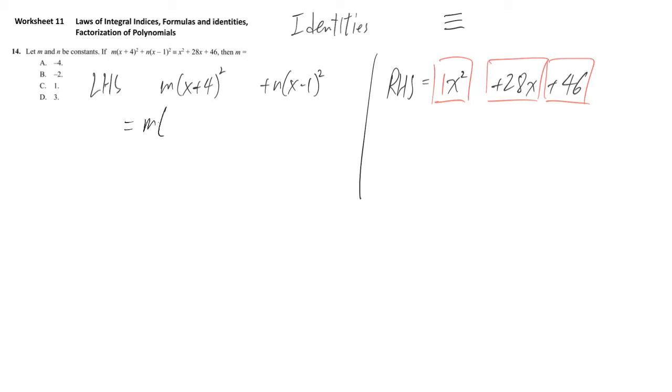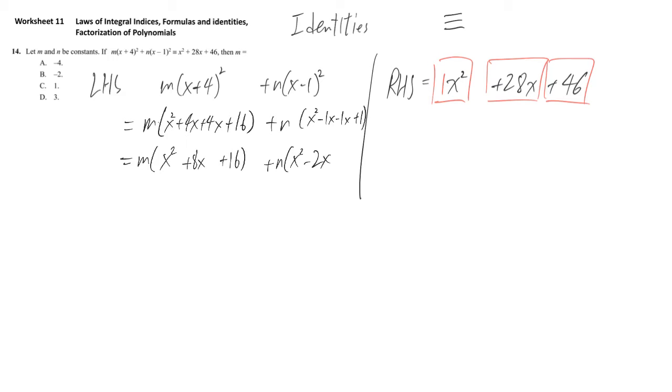Is equal to m times (x + 4)(x + 4), and then x plus 4, x plus 4 gives x squared plus 8x plus 16. Focus on one part first. So this is x squared plus 8x plus 16. And then we do this, (x − 1)(x − 1) gives x squared minus 2x plus 1 here. Continue to expand the bracket.